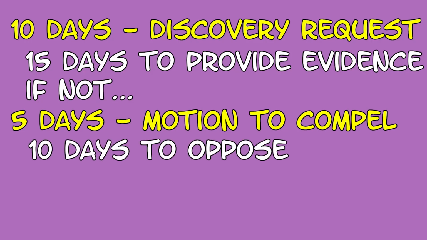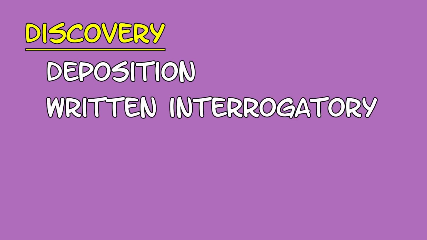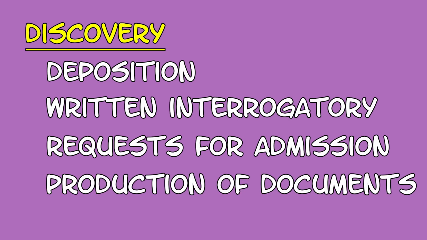Within 10 days of receipt of the motion, your agency can issue a motion opposing the motion to compel. The AJ will intercede in the discovery process only if a motion to compel is filed. Although all discovery technically must take place within 90 days, it usually takes longer. Discovery can include a deposition, which is where a witness verbally responds to questions while under oath, a written interrogatory, where you or your agency supplies written answers to written questions, requests for admission, where you or your agency admits or denies written statements, and production of documents.